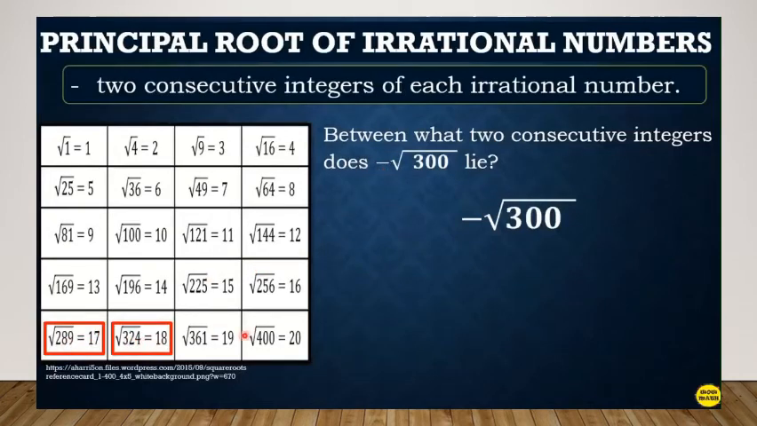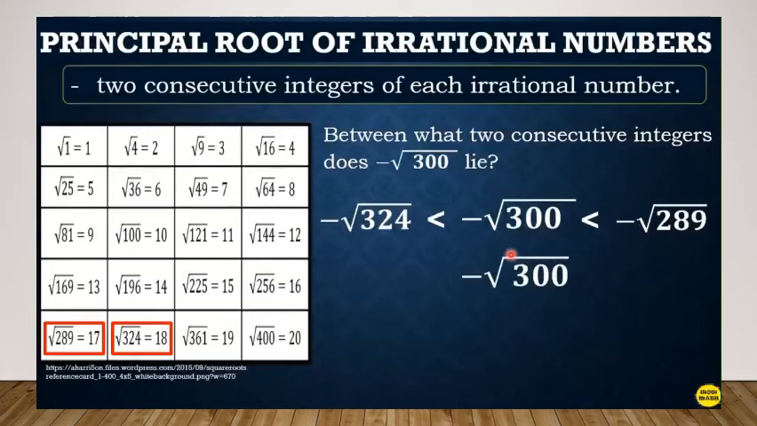Si 324, dito siya. Siya ngayon ang mababa. And then, si 289, siya po doon. Kasi meron tayong negative. Okay? So, may negative po tayo. Now, so makukuha na natin siya. Square root of 324 is 18. May negative tayo, kaya negative 18. And then, square root of 289 is 17. May negative tayo, kaya negative 17.